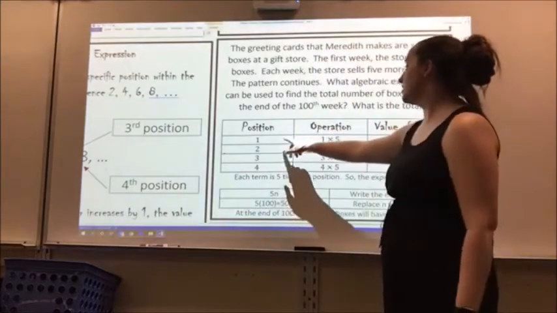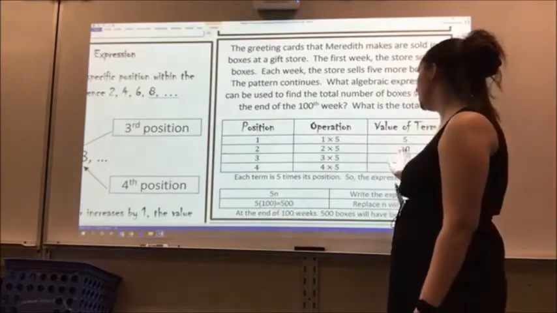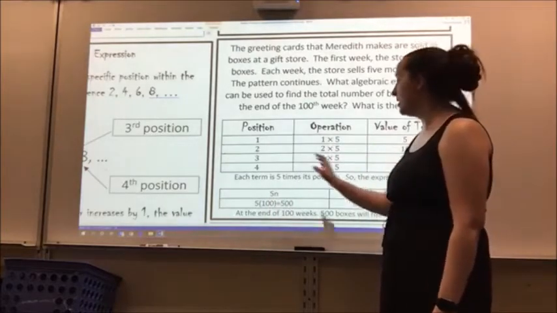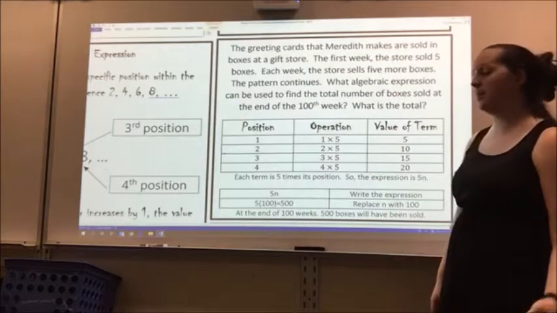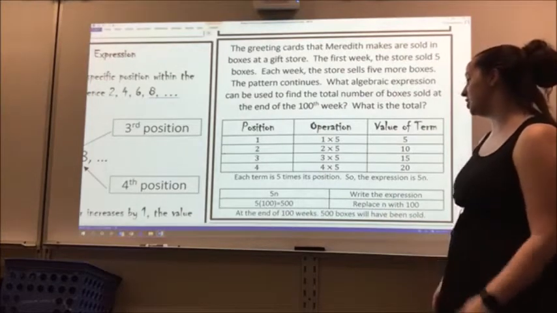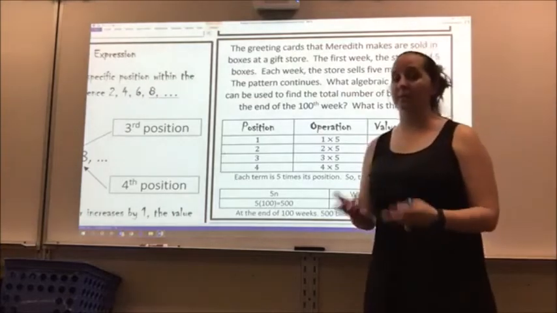So in the first week, they've sold 5 boxes. In the second week, they've sold 10. 2 times 5 gives me 10. Third week is 15. Fourth week is 20. So each term is 5 times its position. So the expression is 5n, where n represents the position.